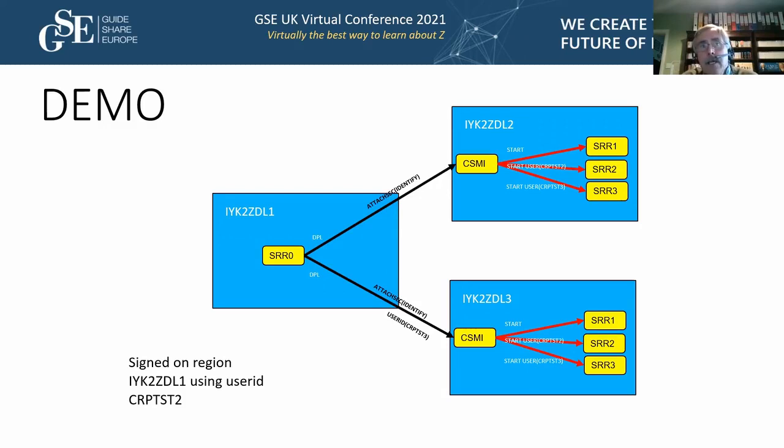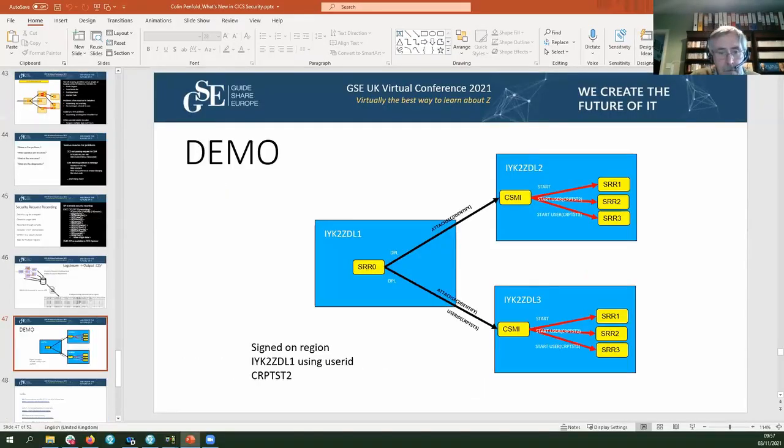And here I've got a setup where I've got one region which DPLs to a couple of regions and then does STARTs to those regions. And so we've got something where somebody has suggested that they've got a problem. So if you bear with me, I will show you my CICS region. I will log onto that CICS region and I'll run a command which failed in some way.